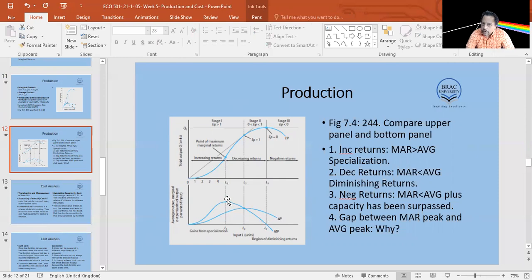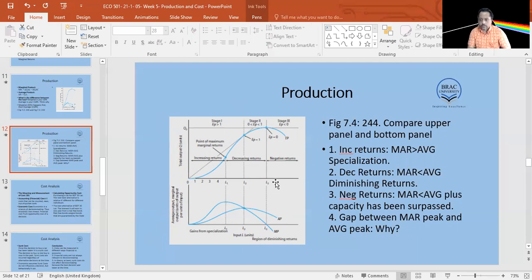We also gave this analogy in the last class: we first calculate our GPA, our performance in a particular semester. Once we have that, then we can say that our average here has peaked. Now, after that, what happens? Marginal is falling, average is also falling.